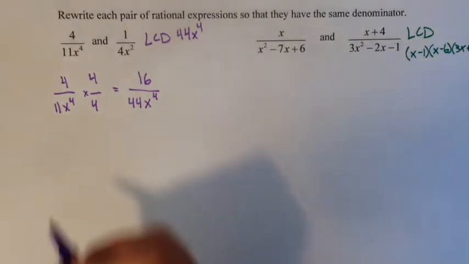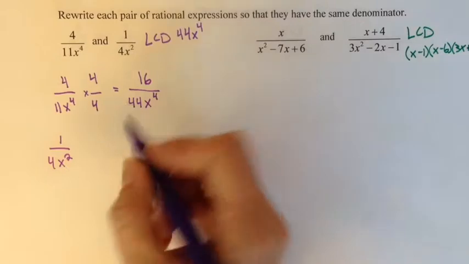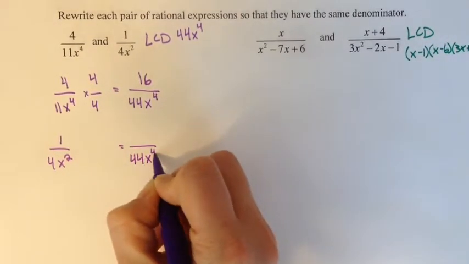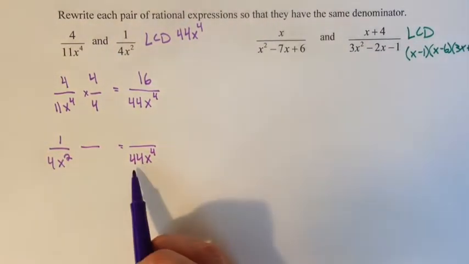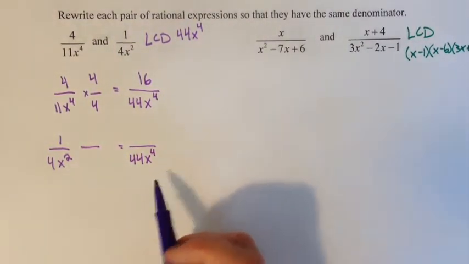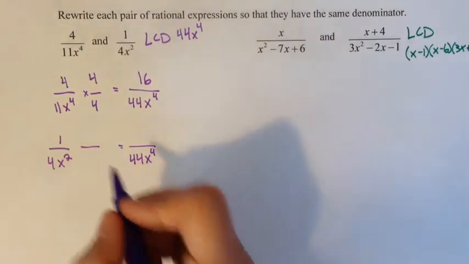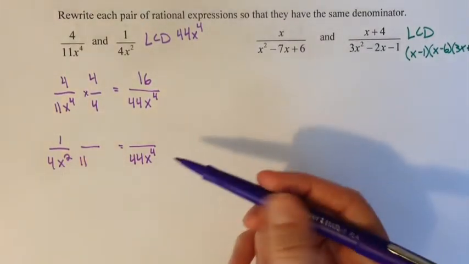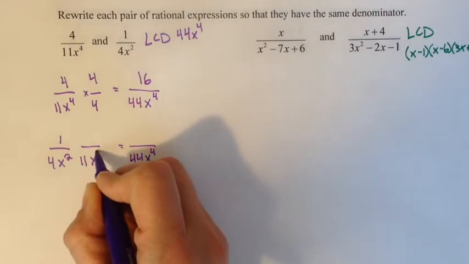Now I'll look at my second fraction. My original was 1 over 4x squared, and my goal denominator is still 44x to the fourth. Now what do I need to multiply 4x squared by to get 44x to the fourth? First I notice that I'm going to need an 11, since 4 times 11 will give me the 44. Then I have an x squared, but I need an x to the fourth, which means I need 2 more x's, or another x squared.